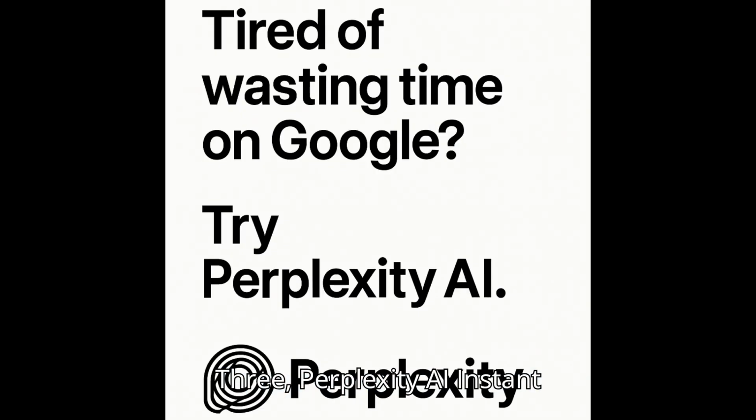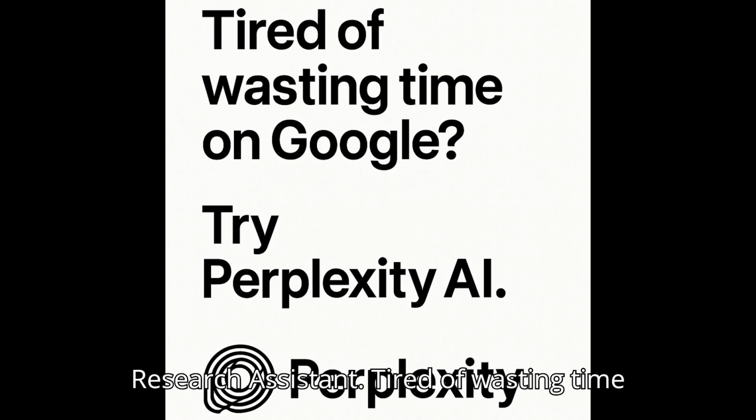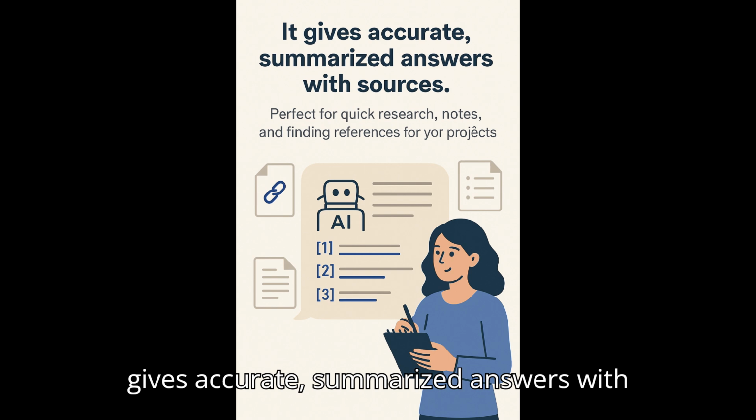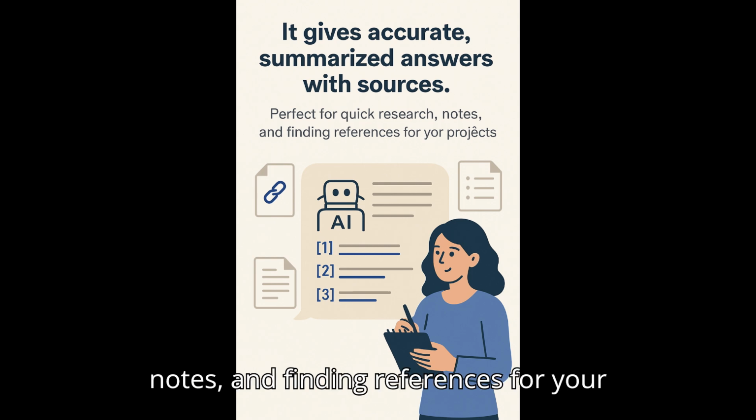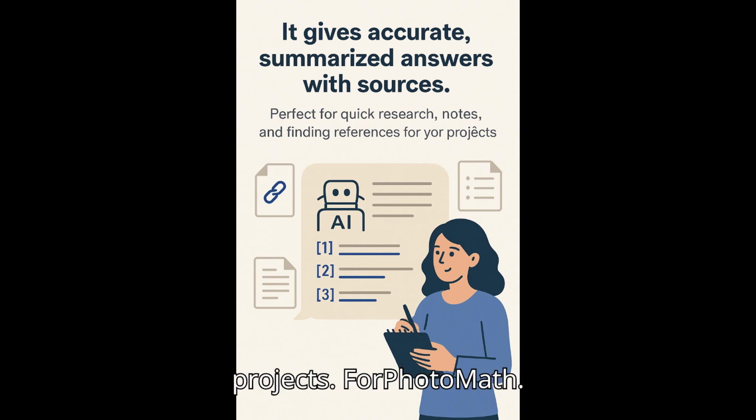3. Perplexity AI, instant research assistant. Tired of wasting time on Google? Try Perplexity AI. It gives accurate, summarized answers with sources. Perfect for quick research notes and finding references for your projects.